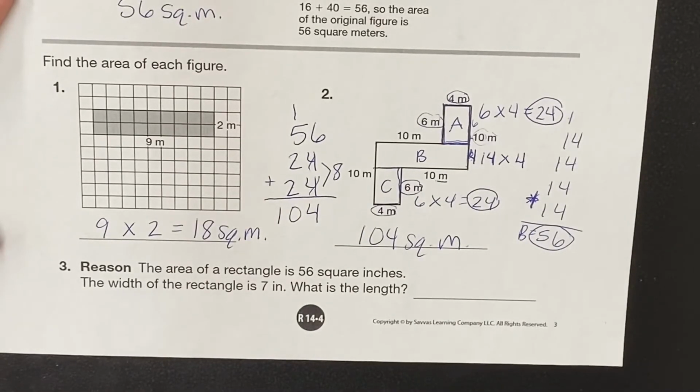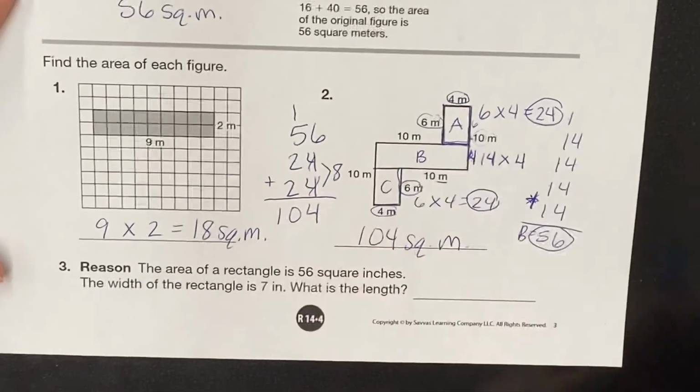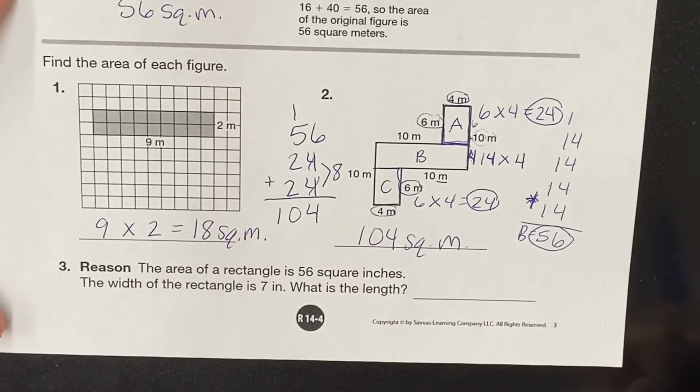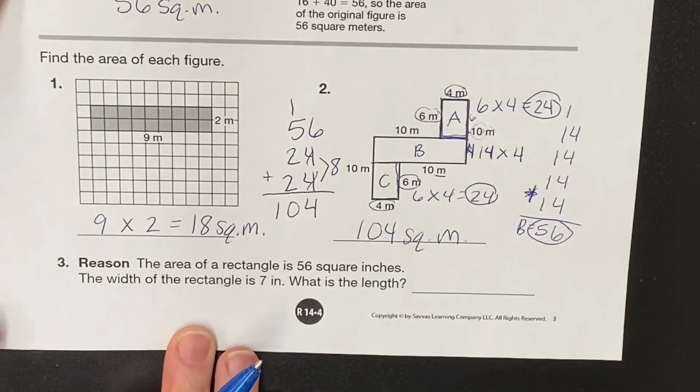Okay, that's a lot of work to do. You just have to take your time when finding the area of an irregular shape. You need to break them apart into separate shapes and then find the area for each separate shape and then add them together. Let's look at number 3.